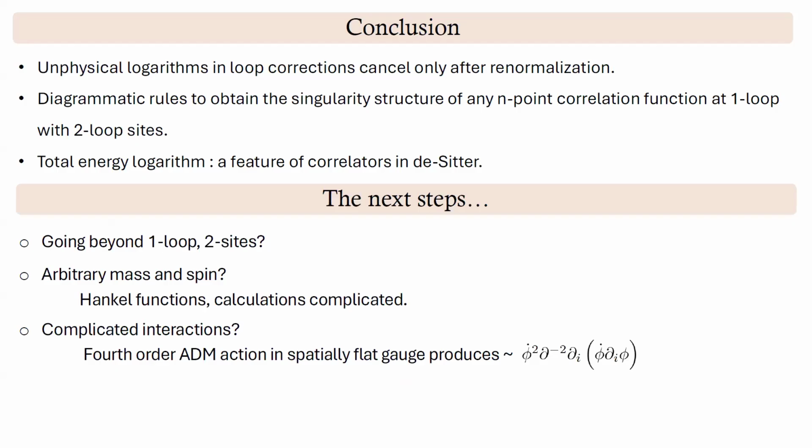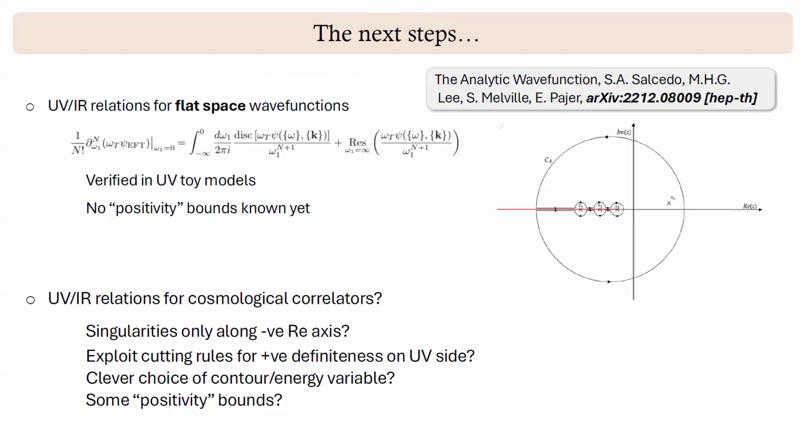The obvious next steps would be to try to generalize this beyond one loop, two sides. What happens if you have a spinning particle or a massive particle in the exchange? What happens for more complicated interactions? For example, if you look at the quartic interactions in the spatially flat gauge, these will feature some complicated inverse Laplacian interactions. What happens in that case?